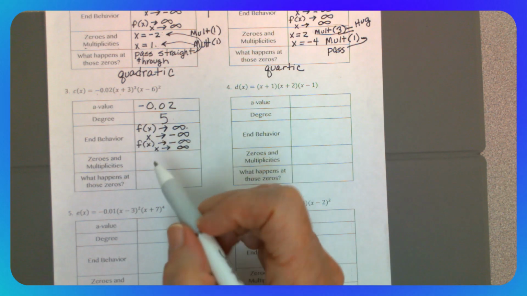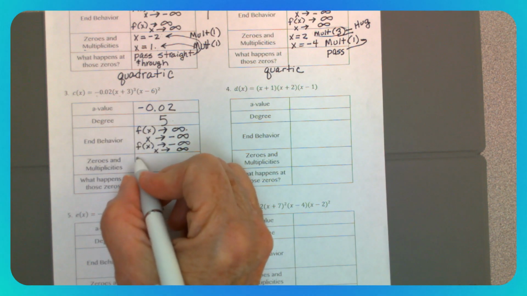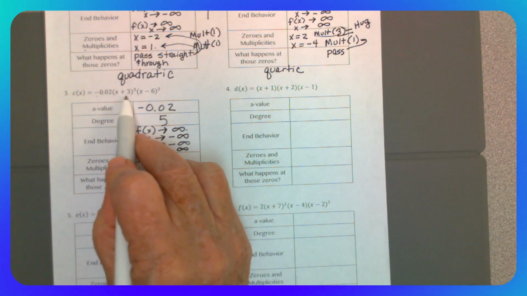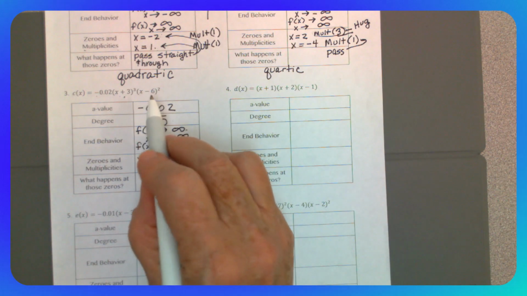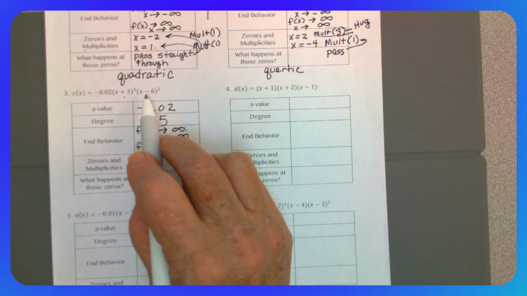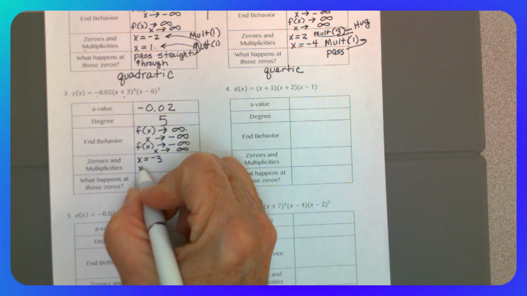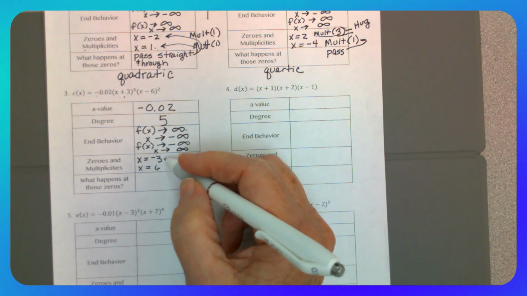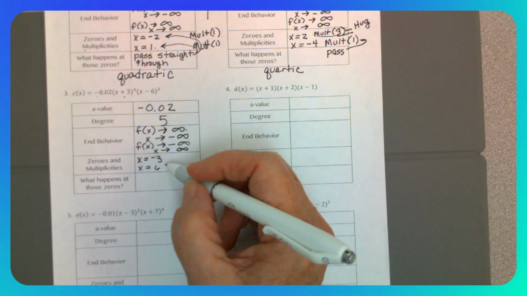Now let's look at the zeros. We have a 0 here at x equals negative 3. You would subtract 3 from both sides after setting this equal to 0. If you set this factor equal to 0, x minus 6, and solve for x, you get x equals positive 6. So here are the two places where it touches or passes through the x-axis.